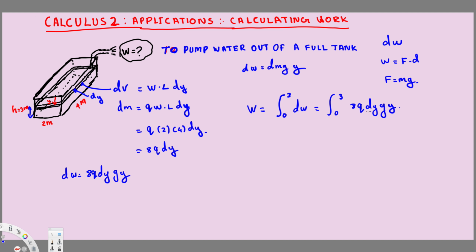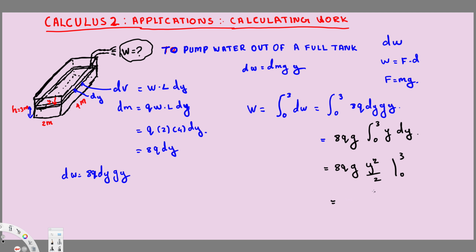Now except y, everything else is going to be constant, because here we have dy, so we can only integrate the y. So let's move the others to the front. We have 8 rho g, which is not in terms of y, so we can move that to the front and integrate y from 0 to 3, y dy. If I integrate this, it gives us 8 rho g y squared divided by 2, going from 0 to 3. Now we can plug in the values.